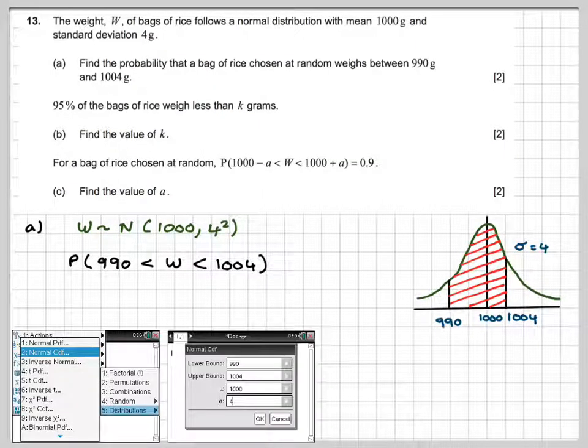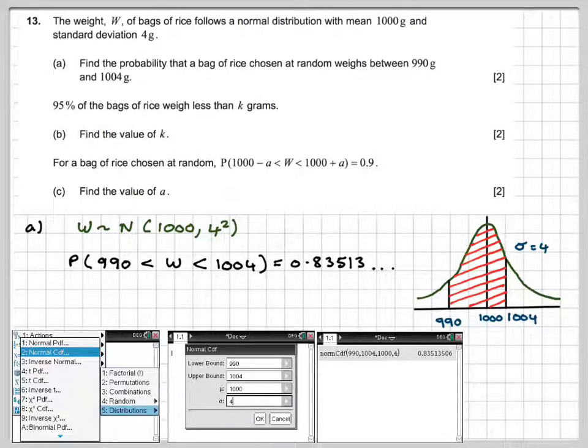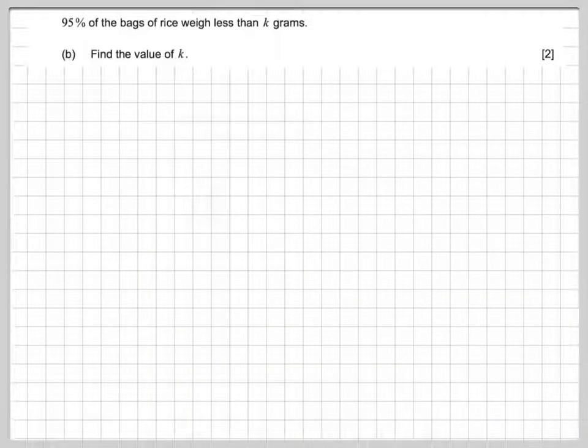So there's a screenshot. Write down the full calculated value and then round it off correct to 3 significant figures: 0.835. Right, next part. It says 95% of the bags weigh less than K grams. Find the value of K.